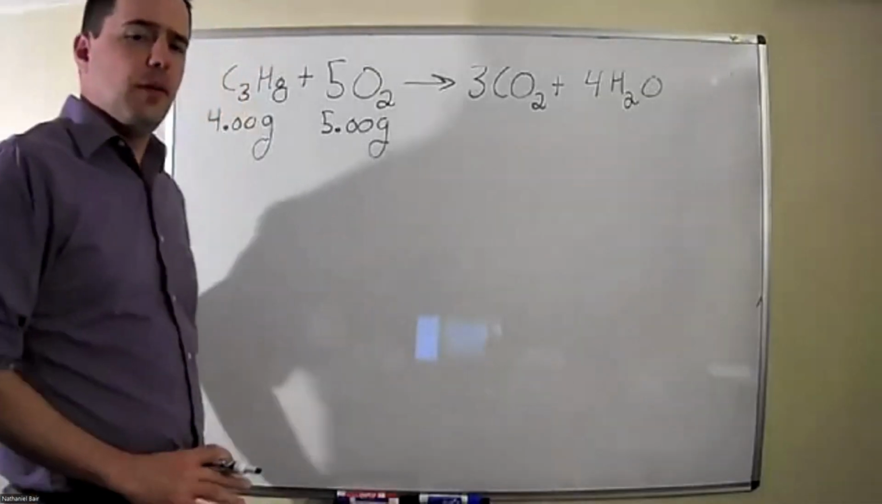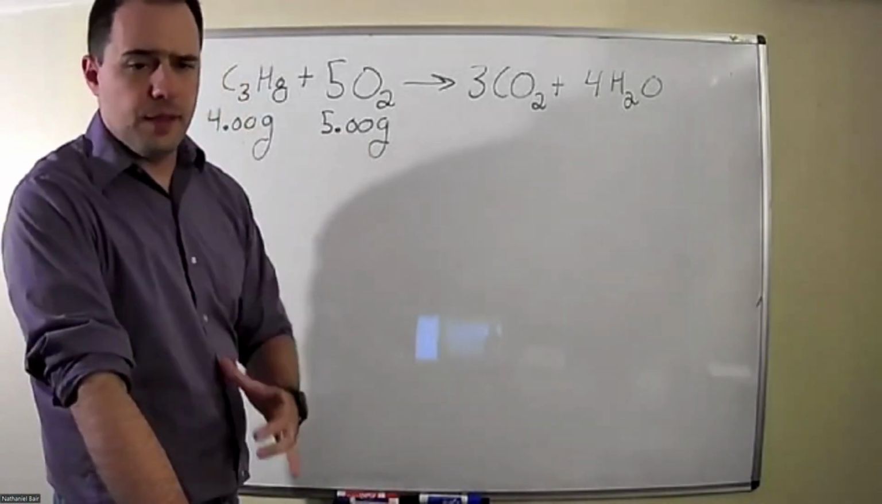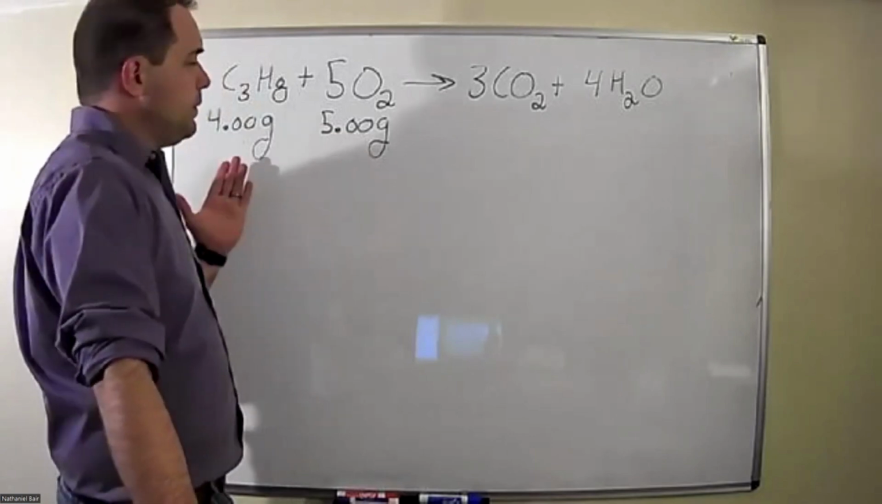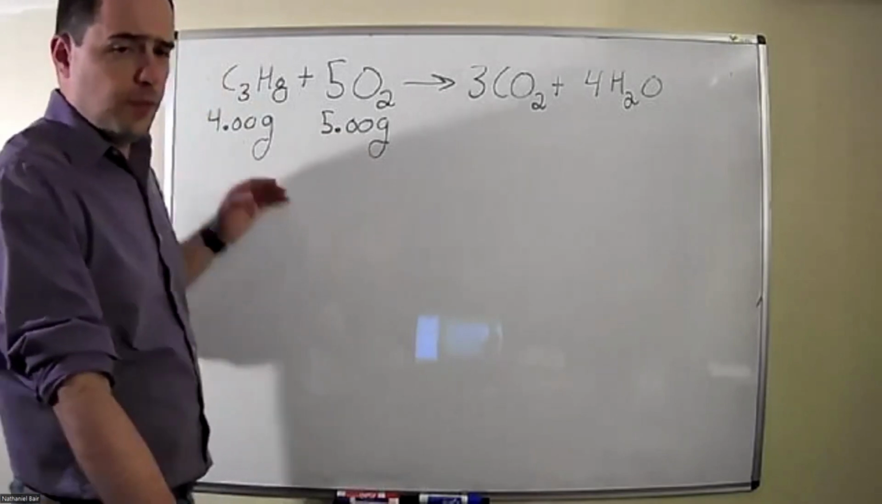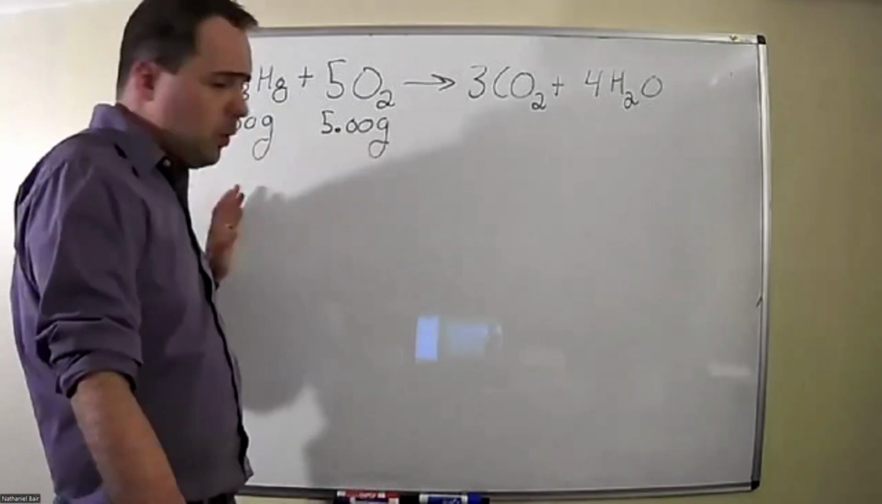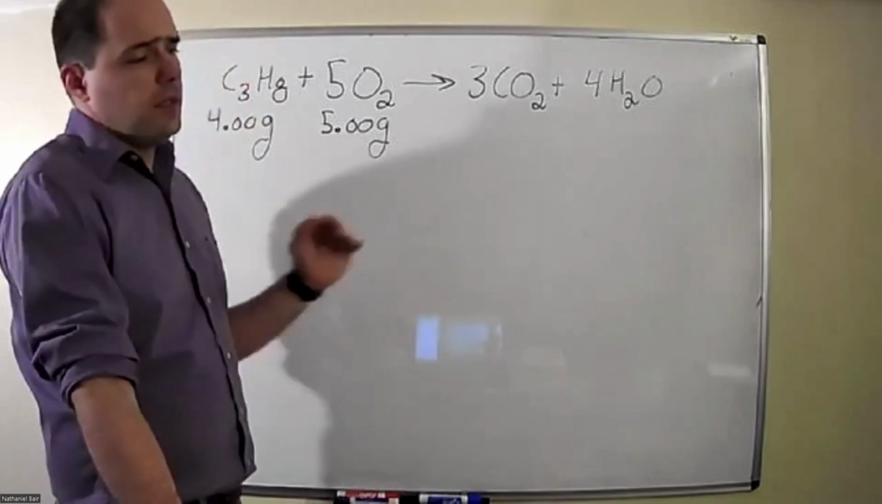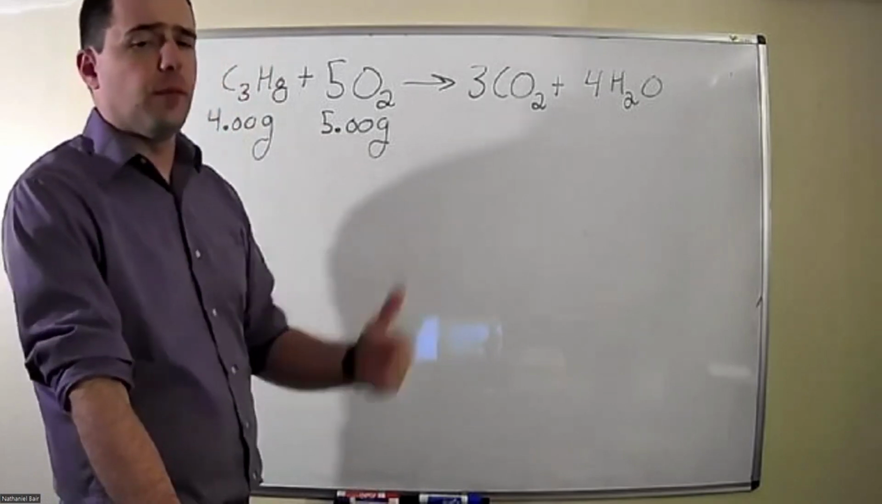Here's how this problem is different now, folks. Instead of me telling you which one of these reactants is in excess, now I'm saying, hey, you're mixing 4 grams of propane with 5 grams of oxygen. You don't know which one's in excess. You don't know which one's going to run out. You don't know which one controls the amount of product we can make.